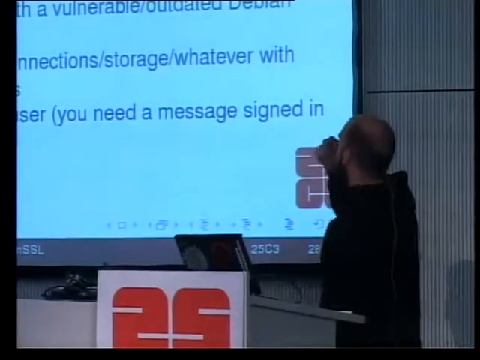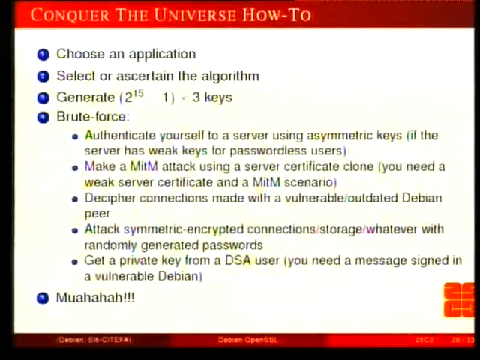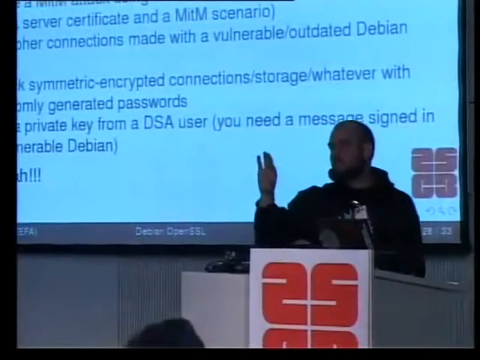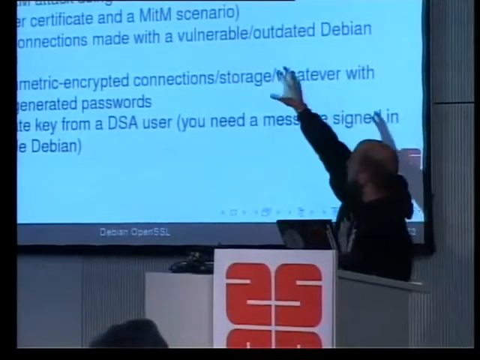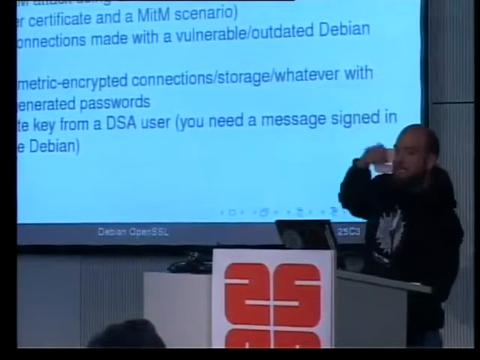So let's go on with this. The promise part, how to conquer the world. Oh, how to conquer the universe. You know, Debian is the universal operating system, so we are in conditions to conquer the universe. You need to choose an application, you need to see which algorithm it's using, we need to generate all the possible space, which is 2 power 15 minus 1, because OpenSSL never runs as init, so minus 1. And times 3, because there are three combinations between endianness and bitness. So times 3. And then let's brute force.